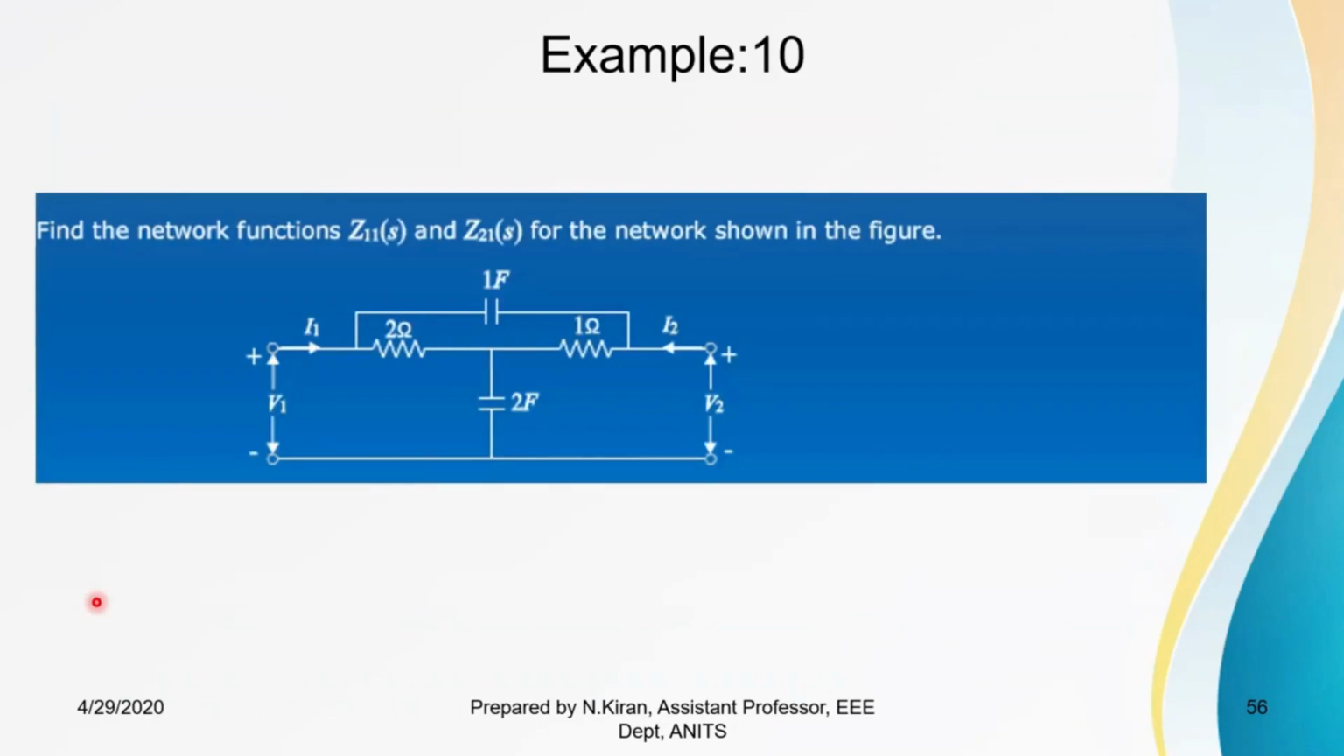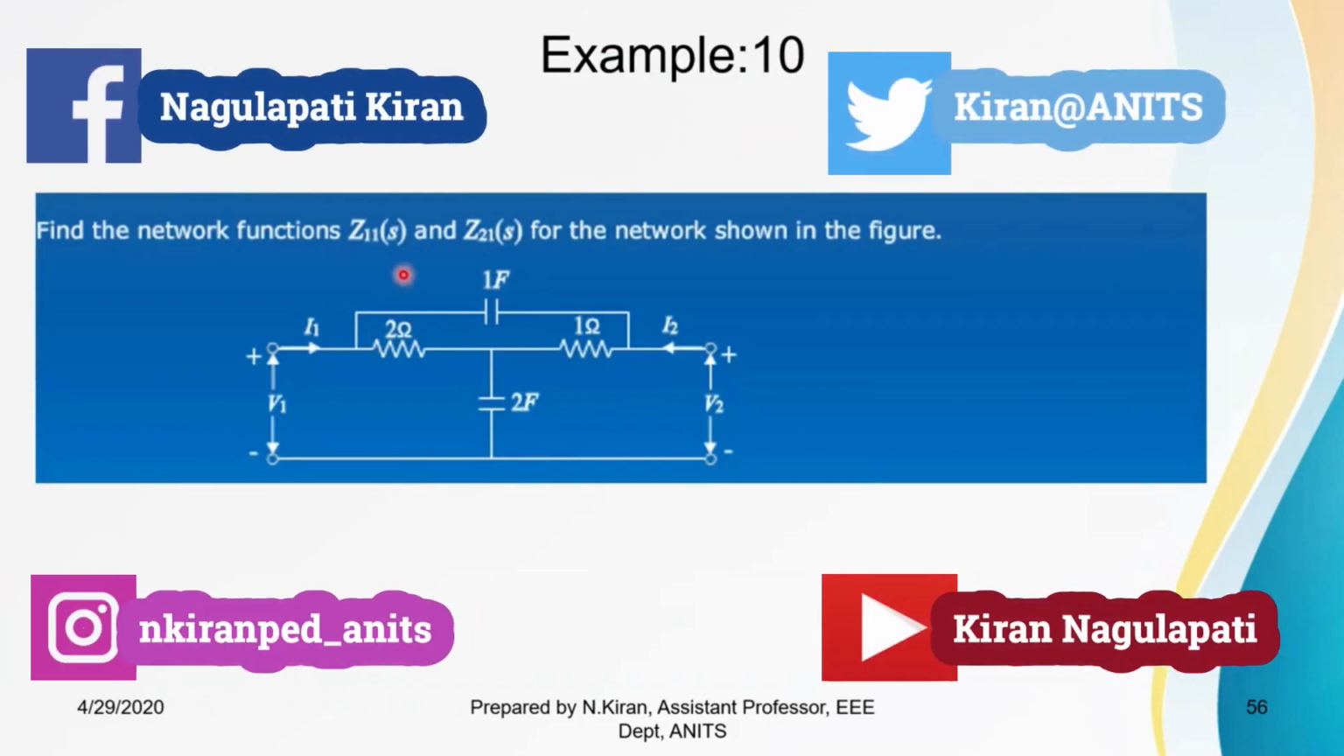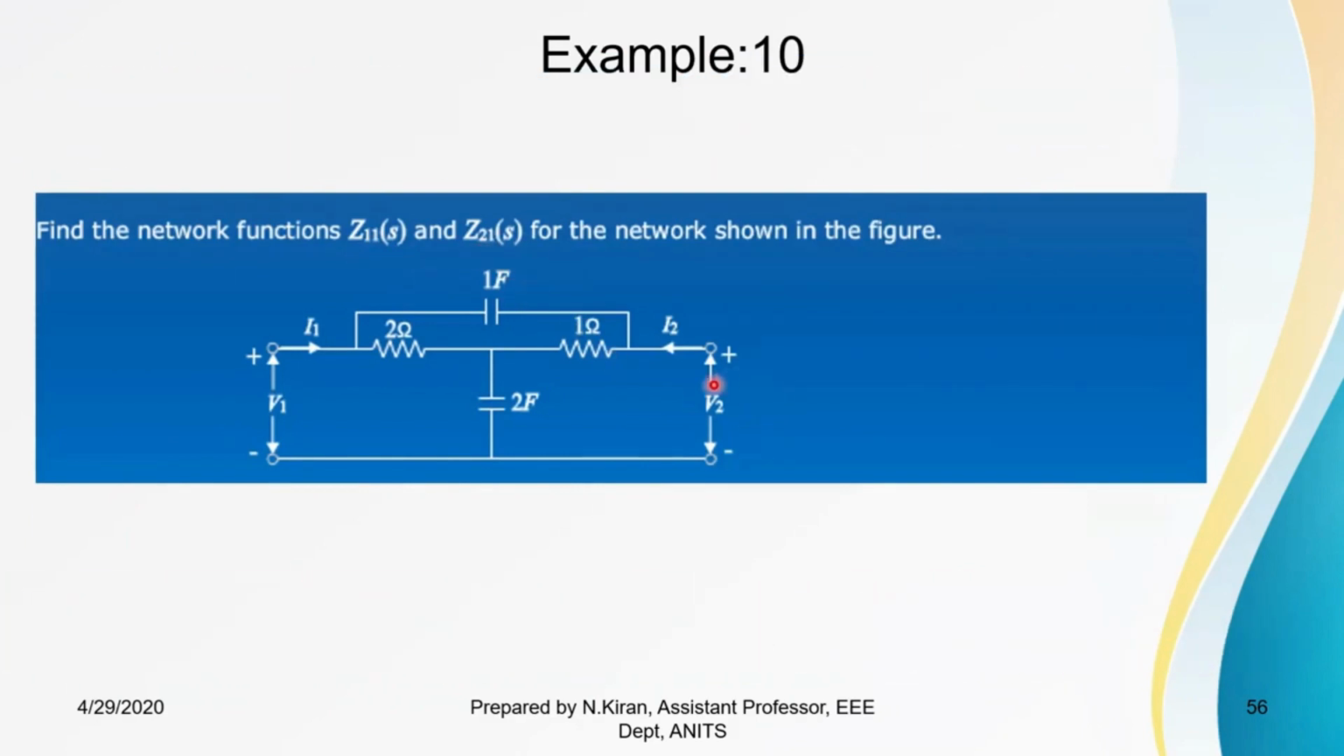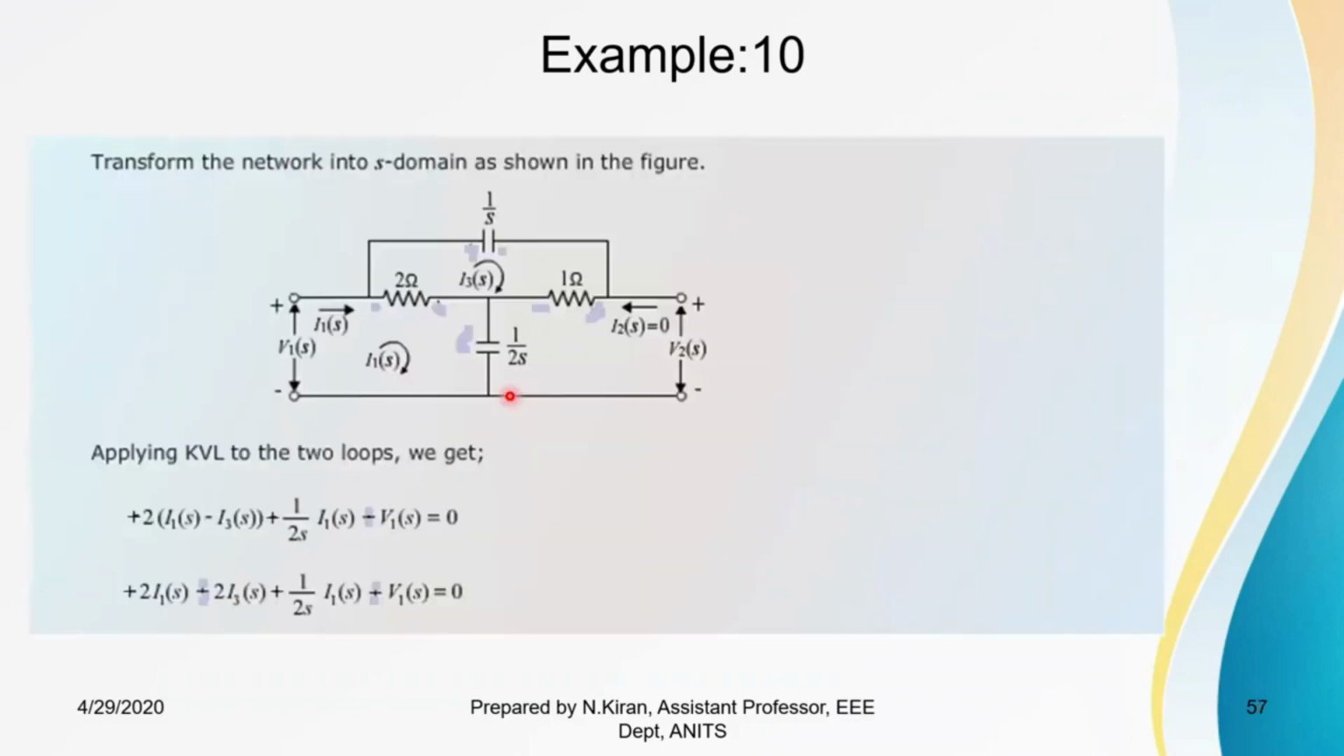Next, the tenth example, where we have to find the expressions for Z11 as well as Z21 of s. Since no load is connected here, I2 becomes 0. On converting this into Laplace transform, the 2 ohms and 1 ohm will remain the same. 1 farad becomes 1 by s and 2 farads becomes 1 by 2s. So let us apply KVL to the first loop and the third loop, because in the second loop, as we know, the current is 0.